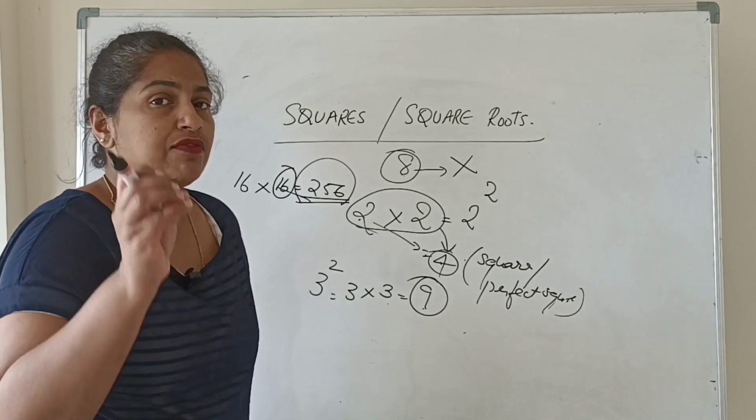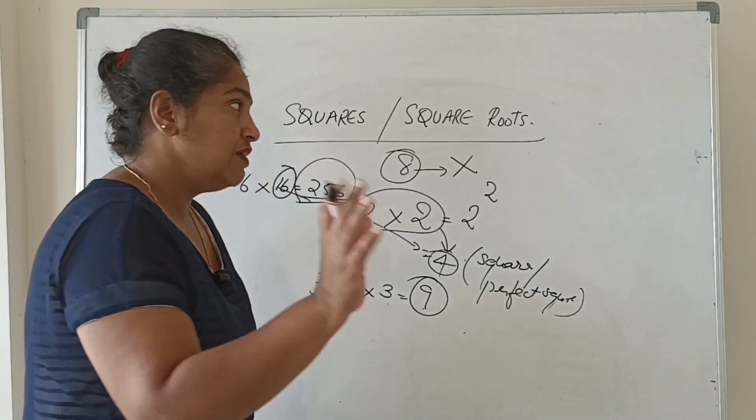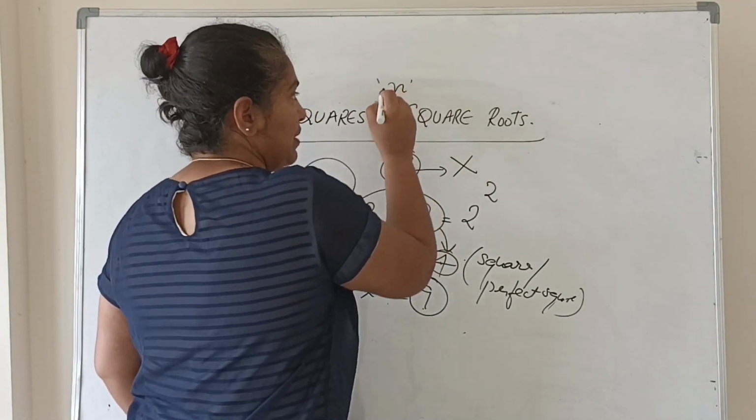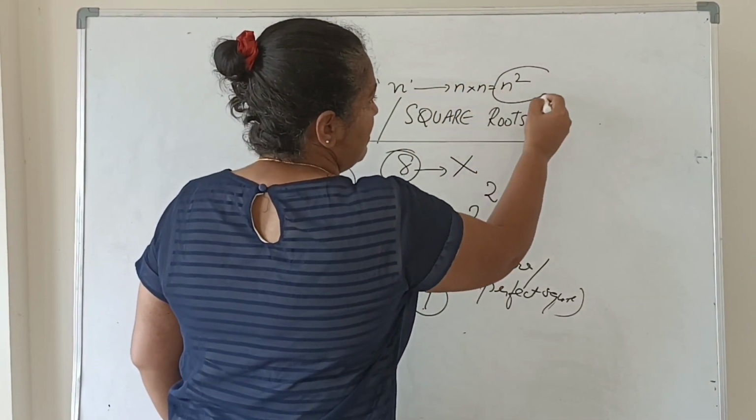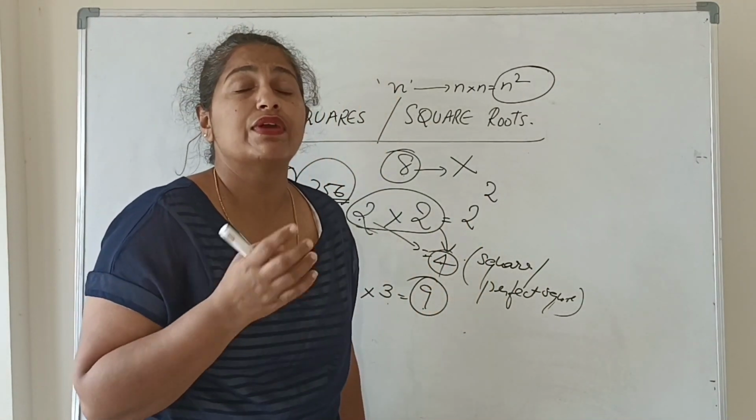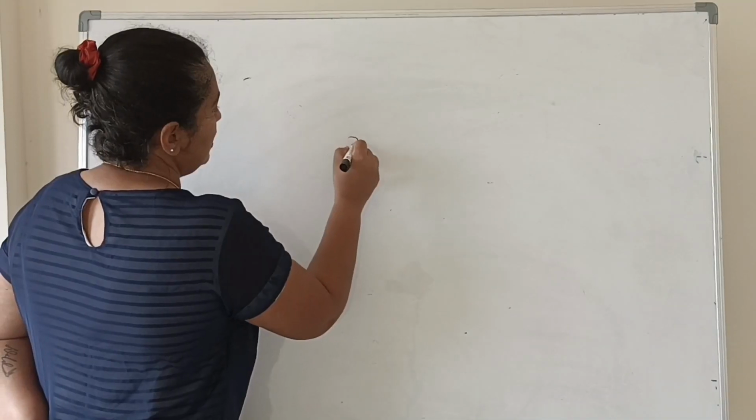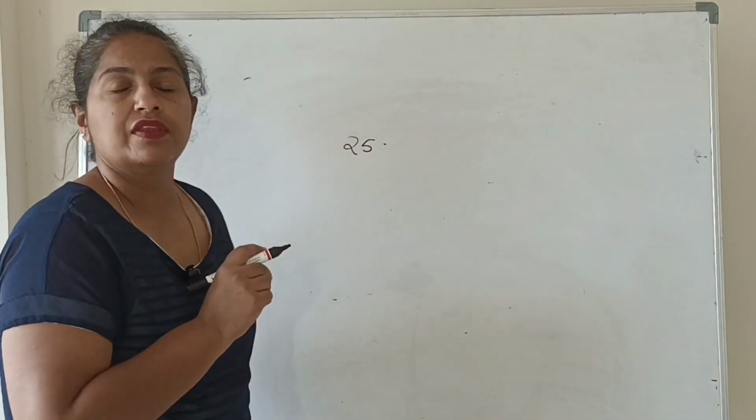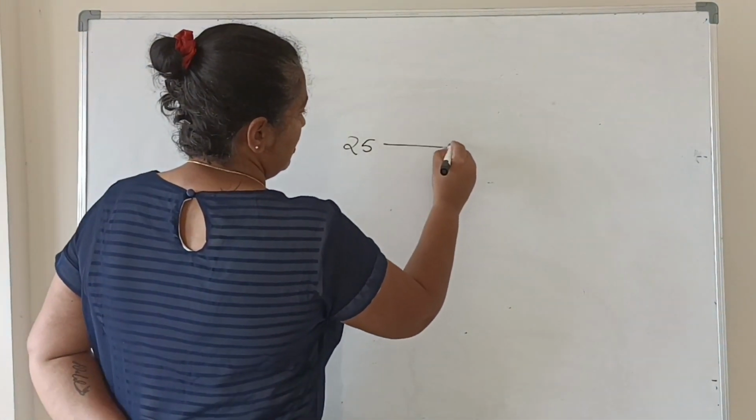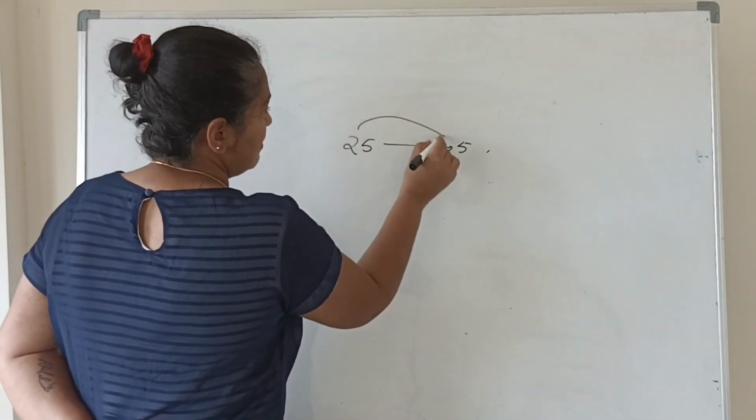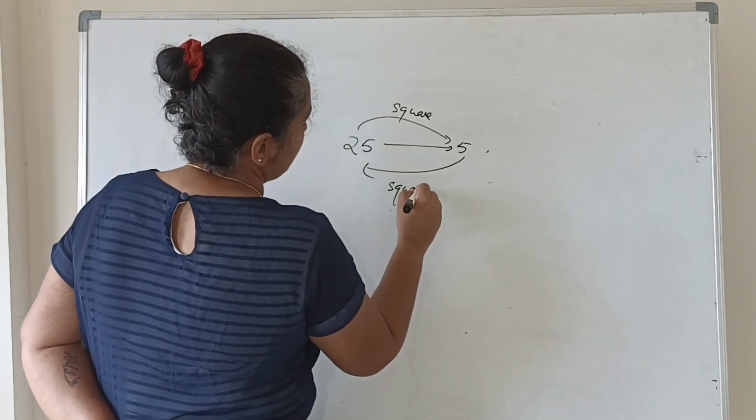So now I hope you have understood the basic concept of what a square is and what a square root is. If I have a number n, any number n, when I am multiplying n with itself, I get n squared. This n squared is called the square of n and n is a square root of n squared. If I have a number 25, which number will give me 25 when multiplied with itself? You know the answer is 5. So I can say that 25 is the square of 5, or I can say 5 is the square root of 25.